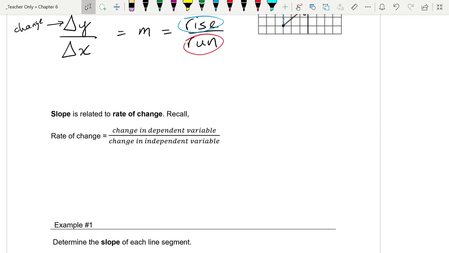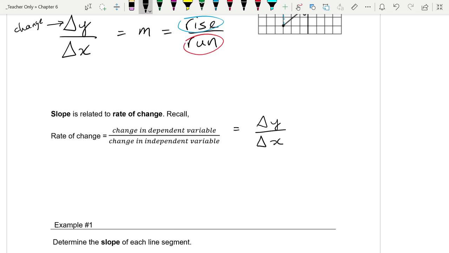Okay, so there's the formula for it. Change in dependent variable over change in independent variable, which we might want to think of as, again, change in y divided by change in x. Those are supposed to be Greek letter deltas.